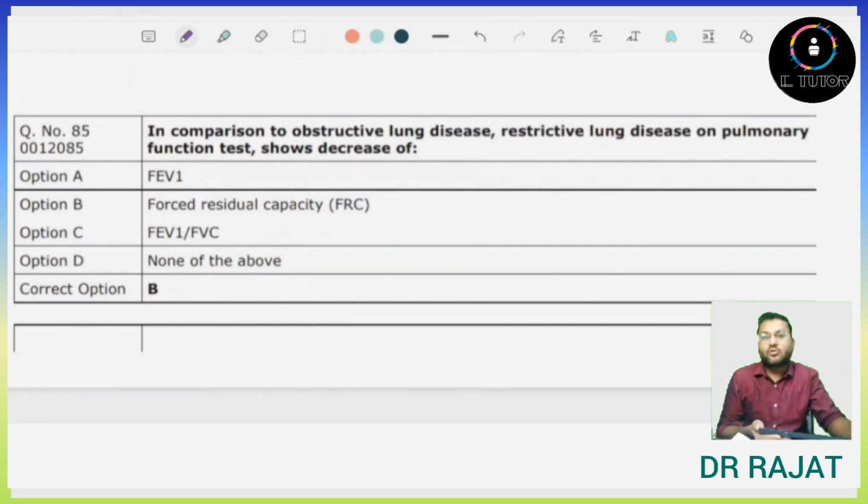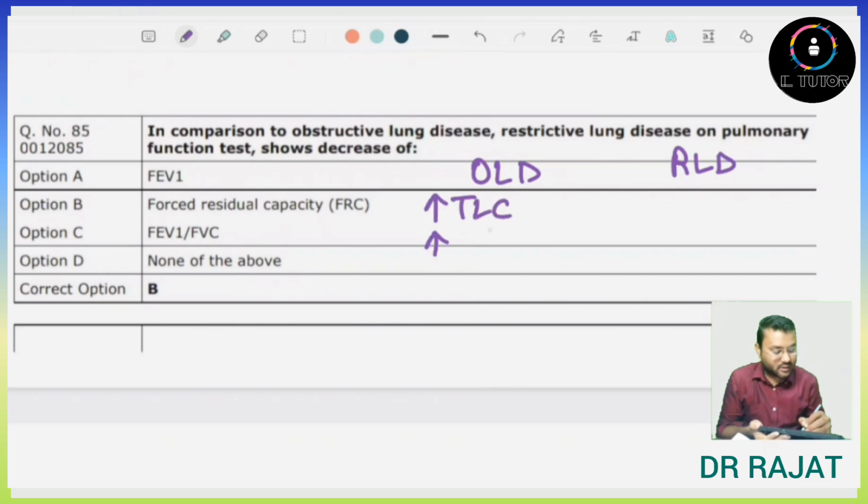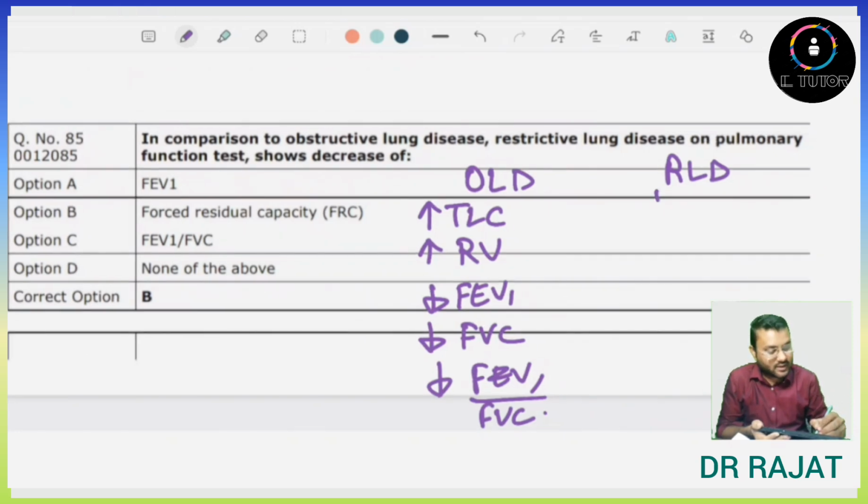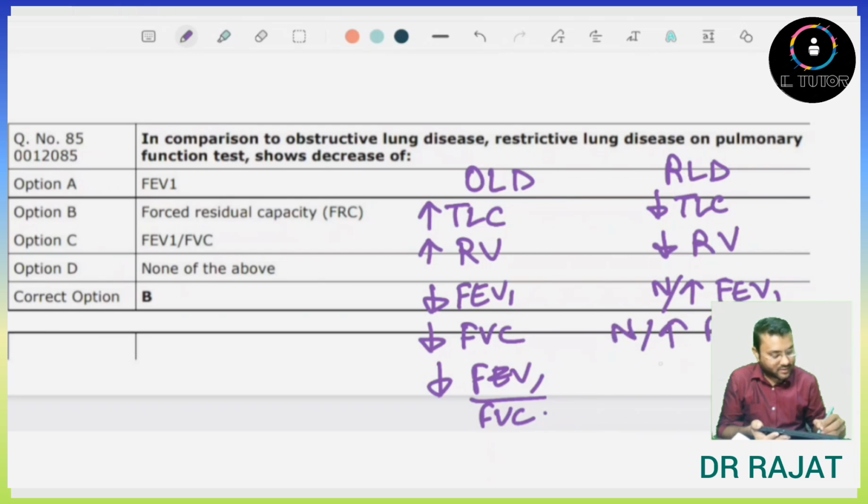The next question is: in comparison to obstructive lung disease, restrictive lung disease on the pulmonary function test shows decrease of. So if we talk about OLD and RLD, in OLD there is an increase in total lung capacity, an increase in residual volume, a decrease in FEV1, a decrease in FVC, and a decrease in the FEV1 upon FVC ratio. This is seen in obstructive lung disease. In restrictive lung disease, there is a decrease in total lung capacity, decreased residual volume, normal or increased FEV1, normal or increased FVC, and a similar thing with the FEV1 upon FVC ratio, so it is either normal or increased.